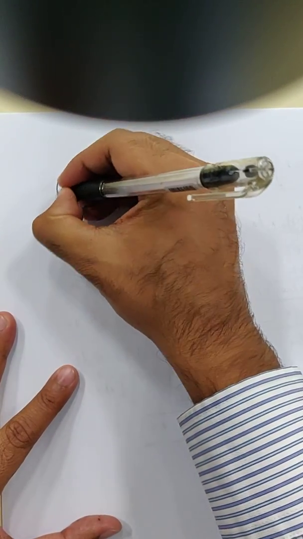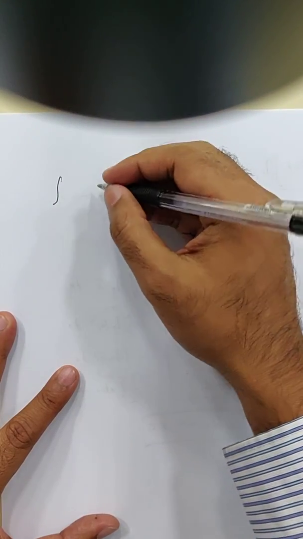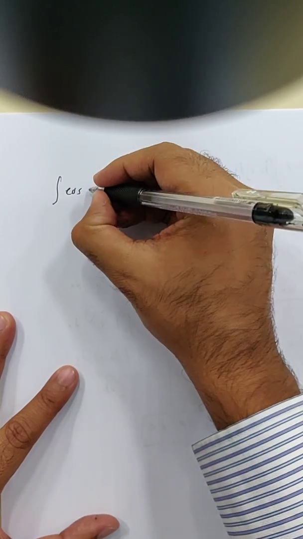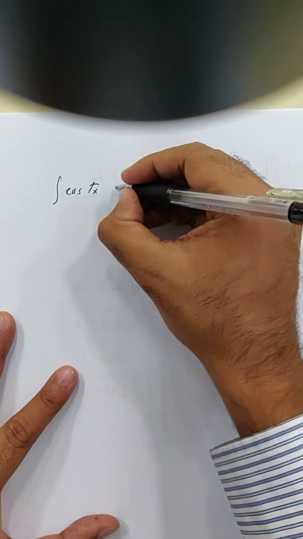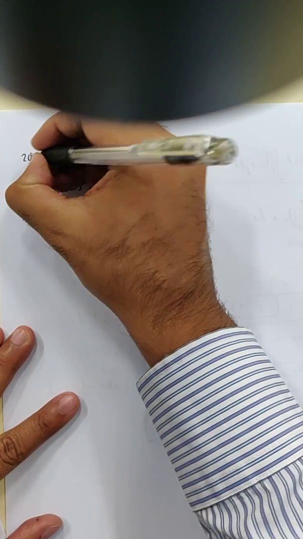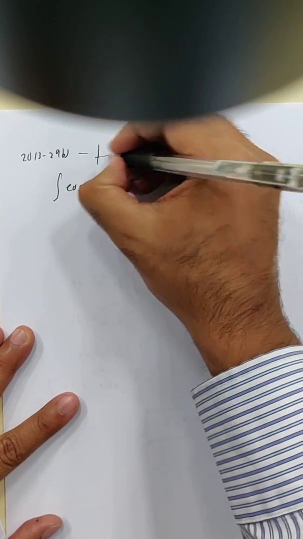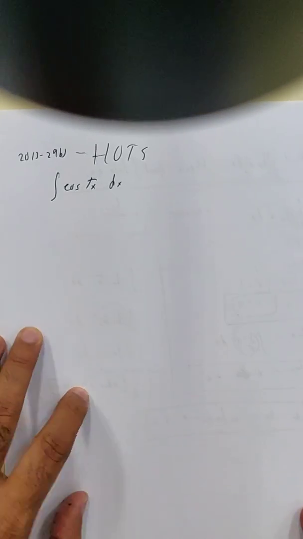And I would like to show you one question before we go. I think we have enough time to do it. This is a past year question of 2013. And yes, it's HOTS level. In your book, it will be number 29B. How do we begin?